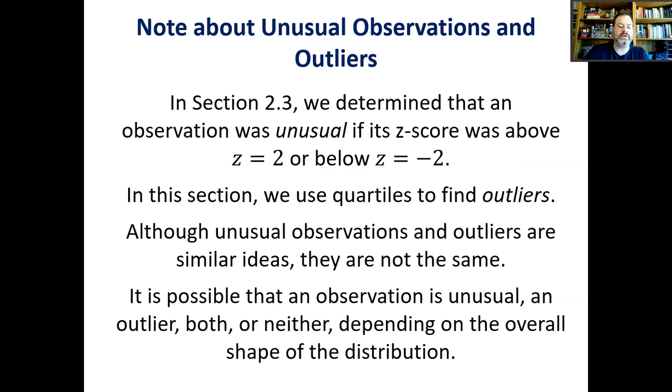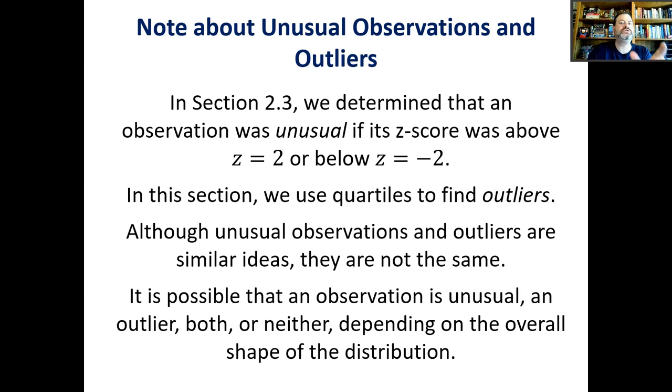This is just a quick note because we've now seen unusual observations from section 2.3, and now we've seen really a quantitative way to identify outliers. And in the previous section, it was determined that an observation was unusual if its z-score was above 2 or below -2. Here, what we just saw is how to use quartiles to find outliers. And although unusual observations and outliers are similar ideas, they are not the same things. So don't mix those up.